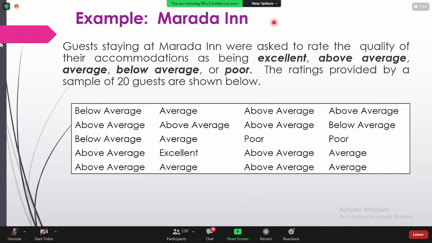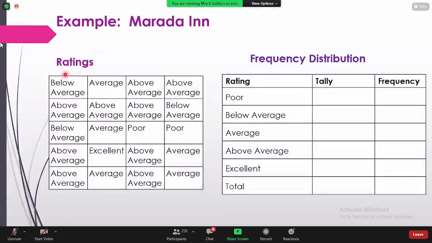Right. And then these measurements were collected from the 20 guests. They rated in such a manner. So these are the raw data. All these are the raw data, right? So now we look at the ratings given here, and it is a frequency distribution. Now we are looking at how we are going to form the frequency distribution, right?